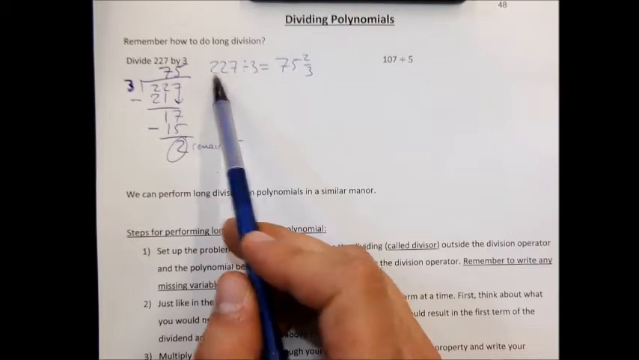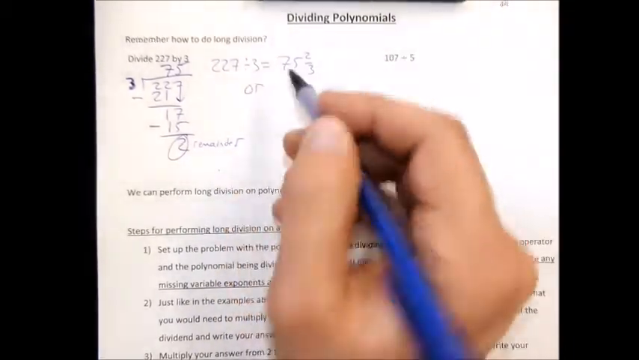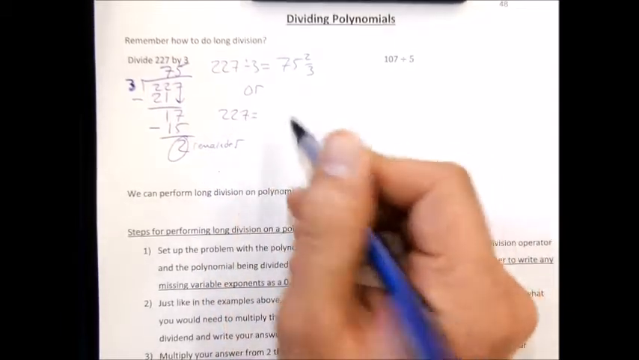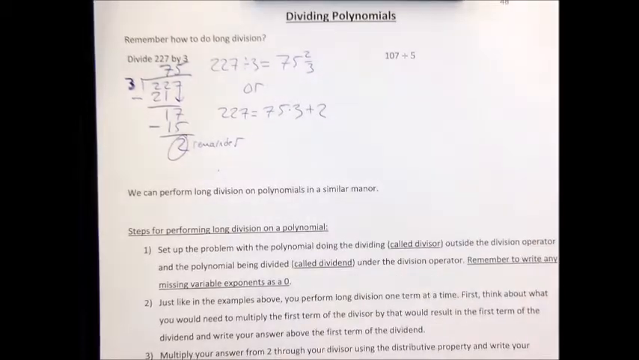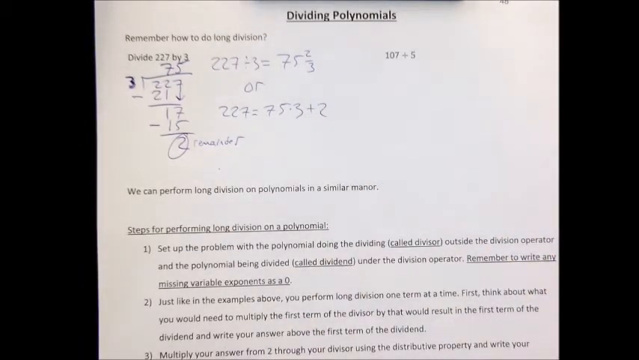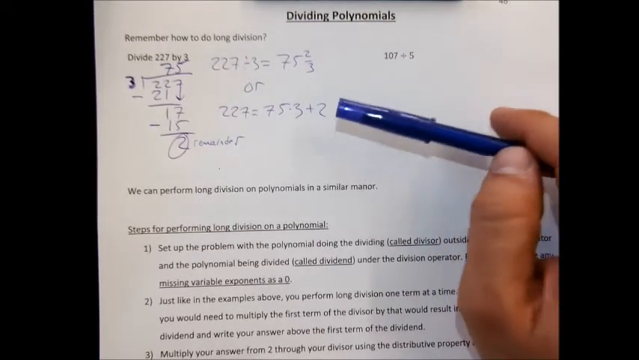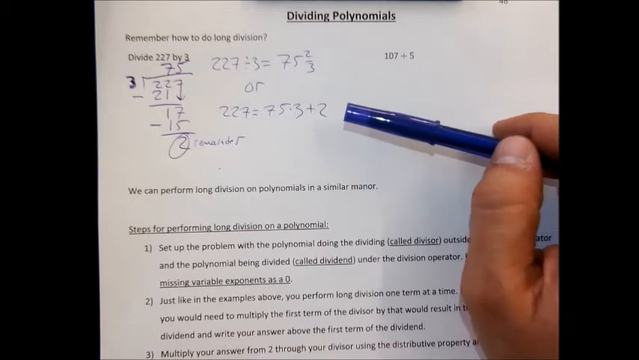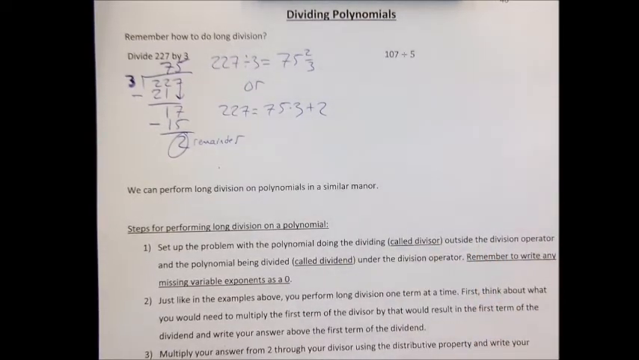We can write this as 227 divided by 3 equals 75 and 2/3, or we could say 227 is what you get when you multiply 75 times 3 and then add 2. Those are equivalent ways to write the same result. I'm writing it in those 2 ways because I'm going to write polynomial division answers in 2 ways as well, so I wanted you to be familiar with those 2 forms right off the bat. Questions about that process? Remember that?